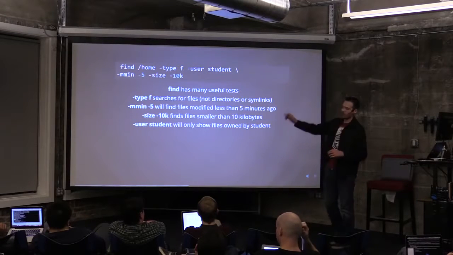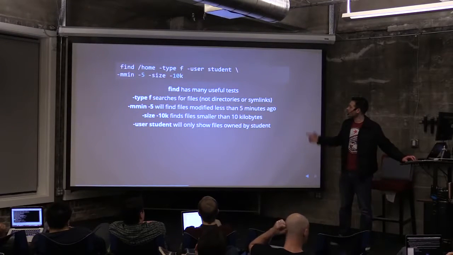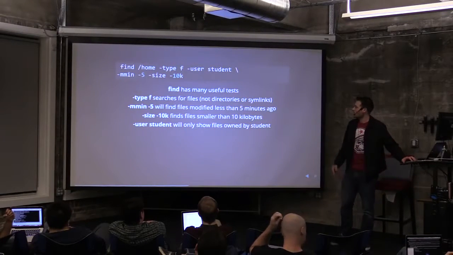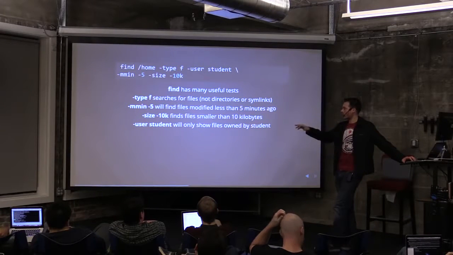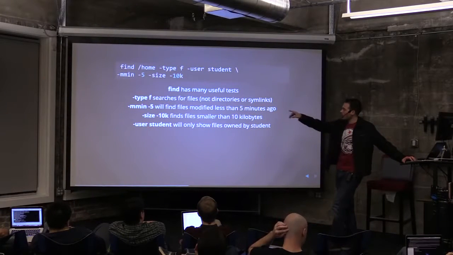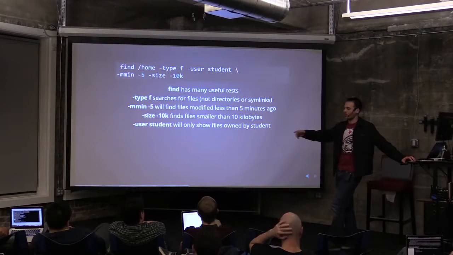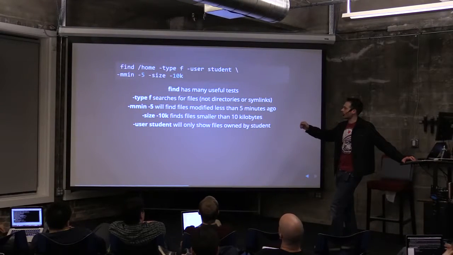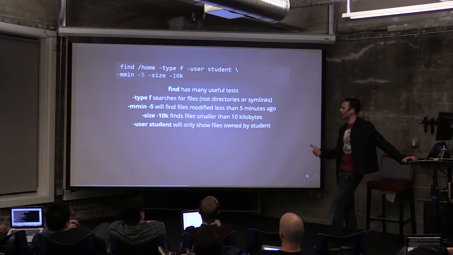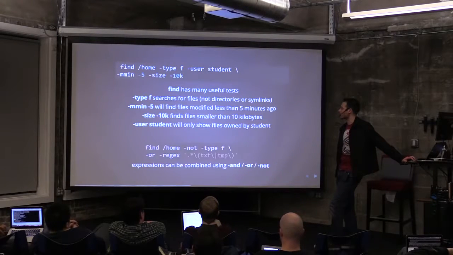So for these arguments, like the size and the modification time, you can actually supply 3 different prefixes. If you say -mmin -5, that's less than 5 minutes ago. Plus 5 would have been more than 5 minutes ago. And just 5 would have been exactly 5 minutes ago. And that works with any numeric prefix for find. So just know that you can prefix those with minus or plus.